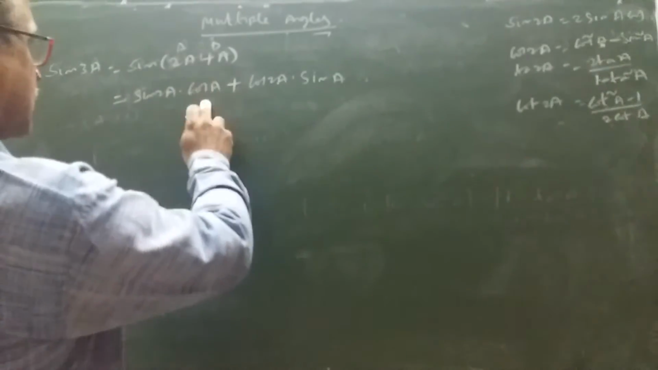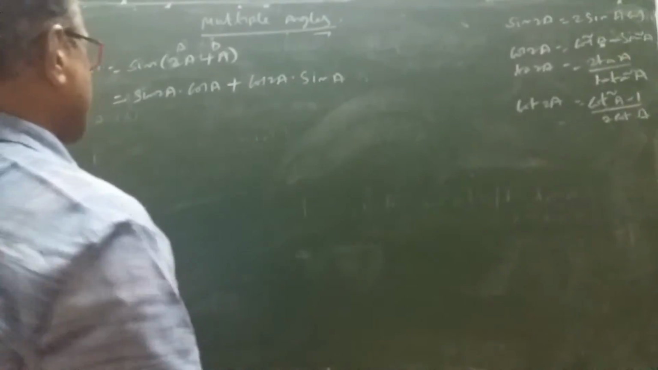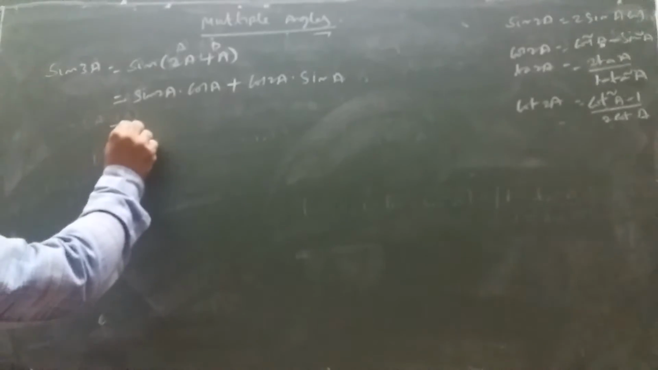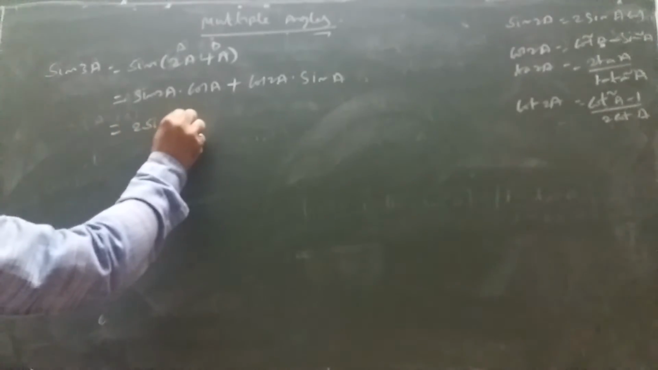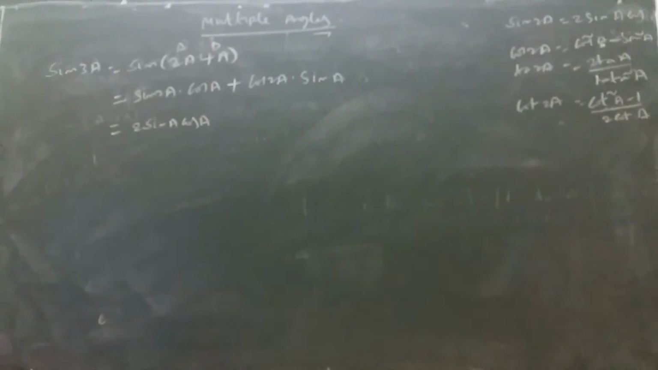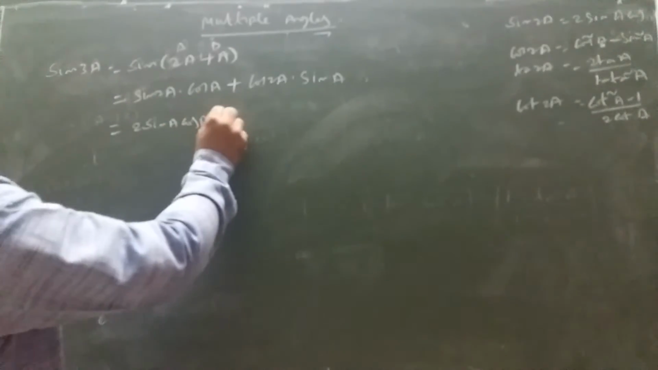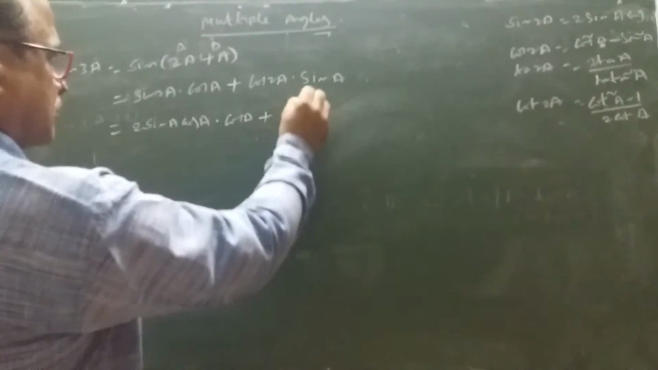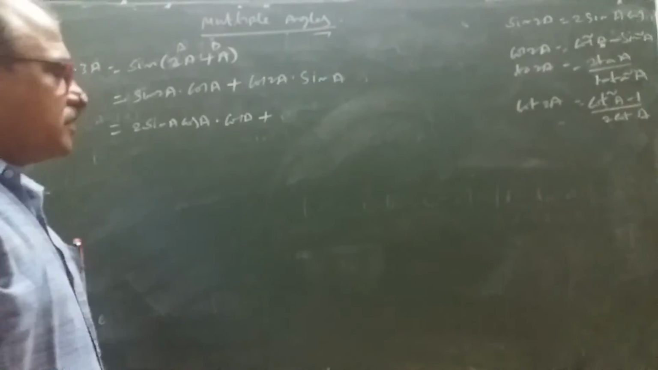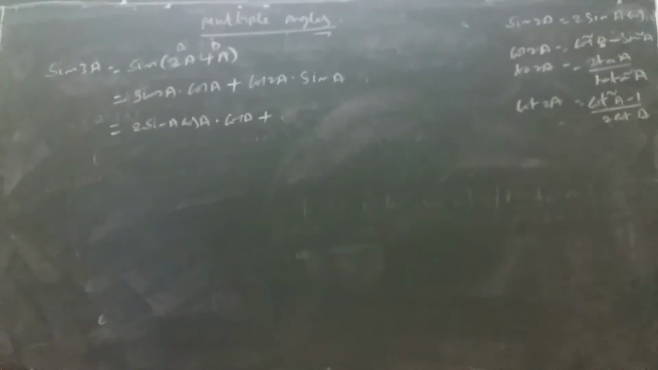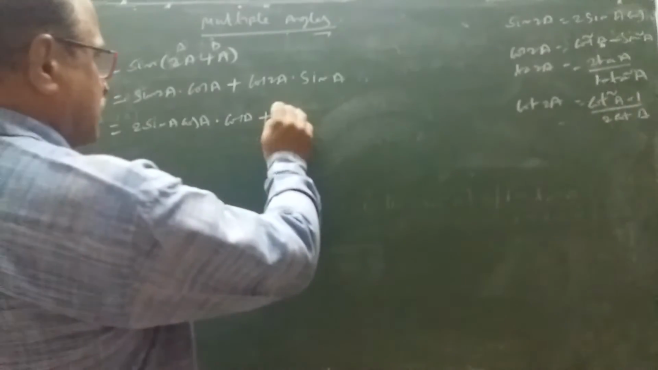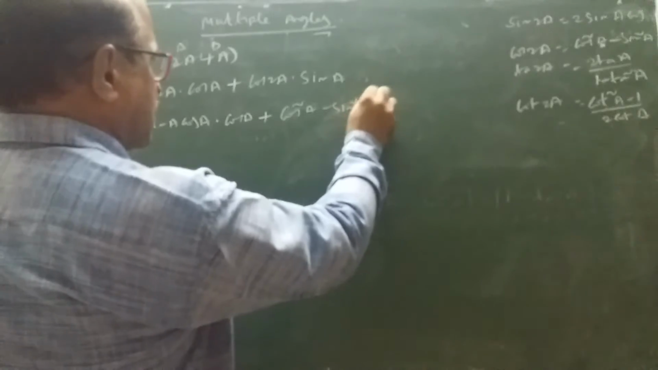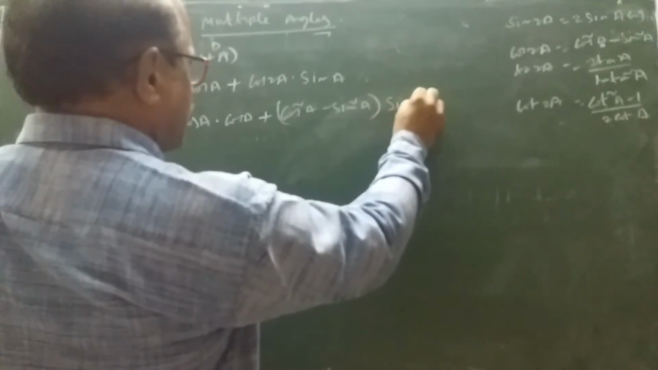Sin 2A into cos A plus cos 2A into sin A. By substituting the value of sin 2A, 2 sin A cos A, into cos A plus cos 2A. We need cos 2A in terms of sin and cos. There is a formula, cos 2A in terms of cos and sin. What is that? Right, cos square A minus sin square A, into sin A.